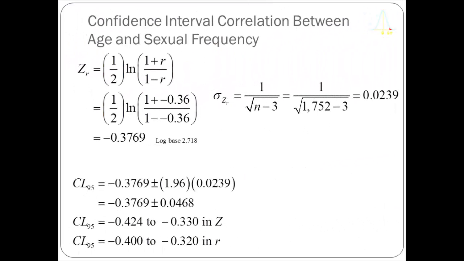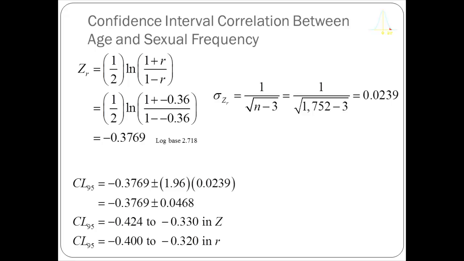Let's look at one last example. We saw in that first table of correlation coefficients the relationship between age and sexual frequency. And we saw that the correlation coefficient for that particular relationship is minus 0.63, indicating that as people get older, on average, they report having sex less frequently.